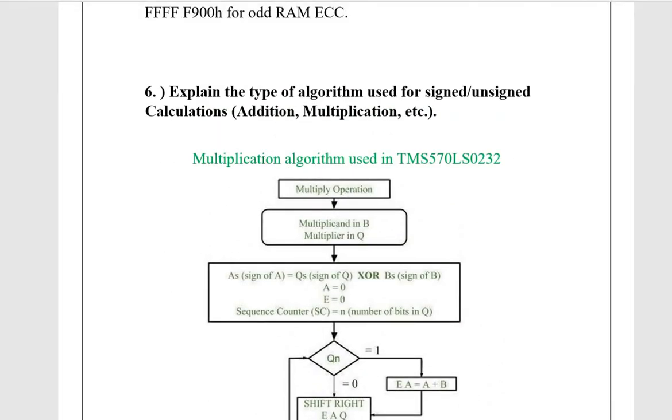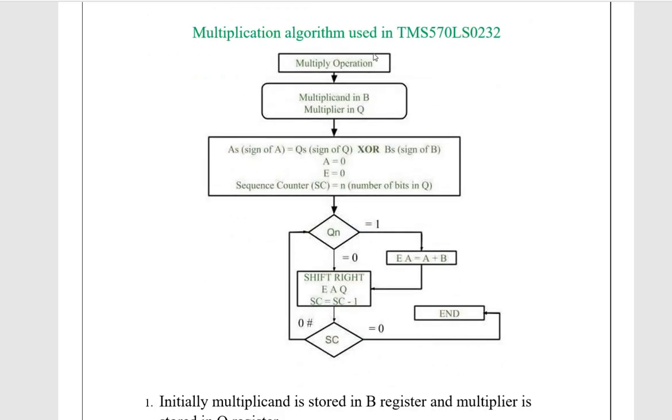So here is the multiplication algorithm which I used in this. Here is the flow chart, which will tell you about the algorithm. In this multiplier operation, the multiplicand is B and the multiplier is Q, and the sign of Q is QS. Here I apply XOR between QS and BS.